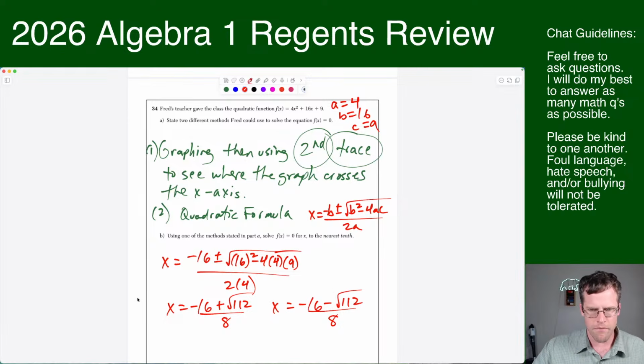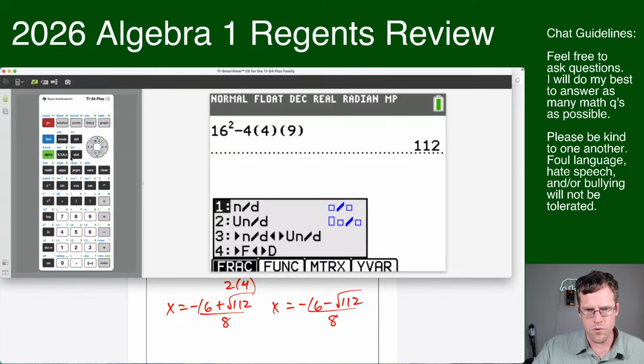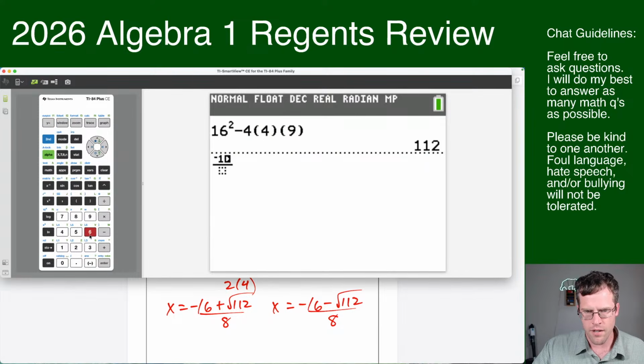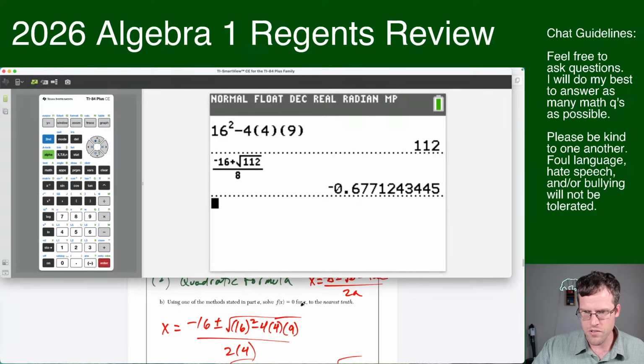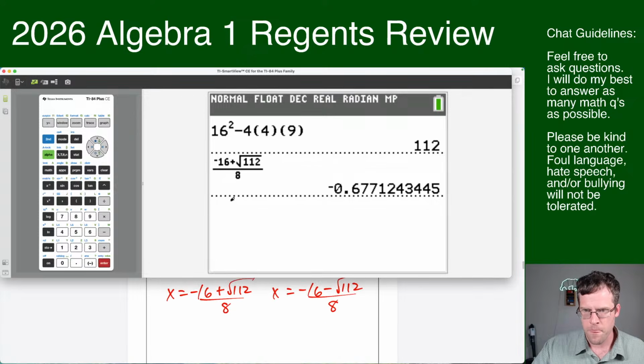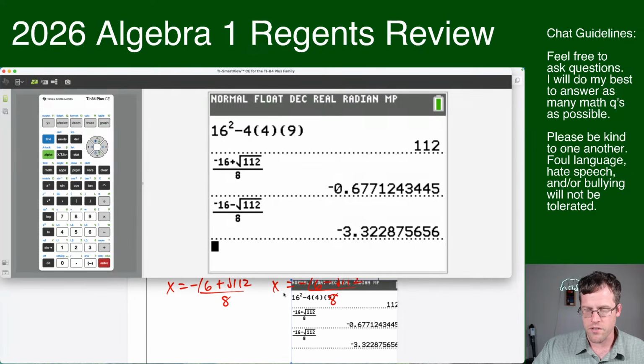And then I just have to set this up very carefully in the calculator. Okay, so alpha y equals enter makes a fraction. Negative 16 plus square root of 112 over 8. Okay, and you get, oh, there it is again. All right, but we're going to the nearest tenth, so negative 0.7. Okay, and then here I go minus. So I just press enter to retype it, and then I switch it to subtract, and we get negative 3.3. Okay, so these would be our two answers.